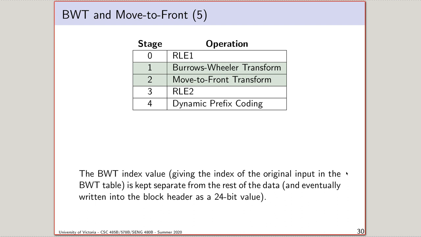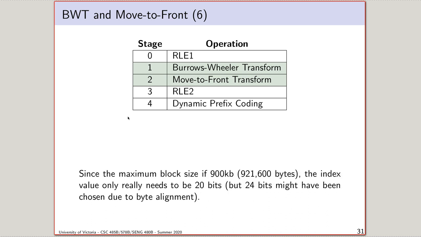So I keep the BWT index value and I save that for later. Eventually, past the end of this, when I'm writing my blocks to the output file, which we're not going to spend too much time on, I'm going to write the index into the block header as a 24-bit value. What's neat about this is the way the BZip standard was designed.